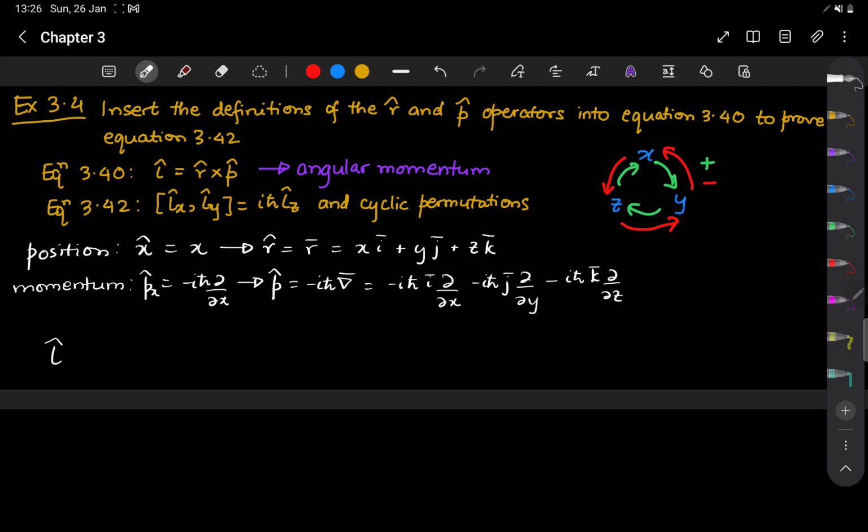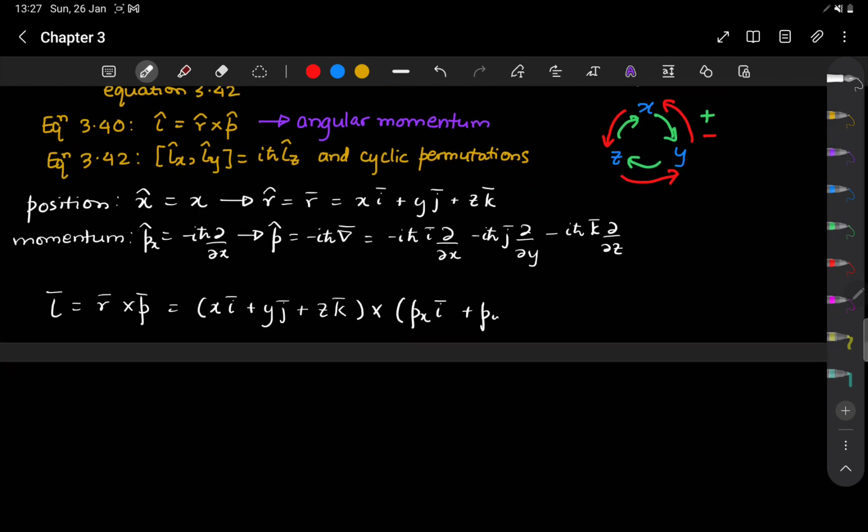Now if we look at the angular momentum vector, because this is completely analogous to classical mechanics, px component along the x, then py component along y, and pz component along z.